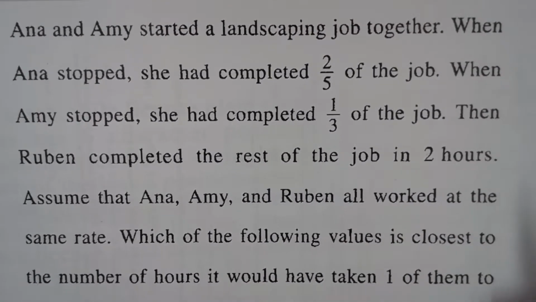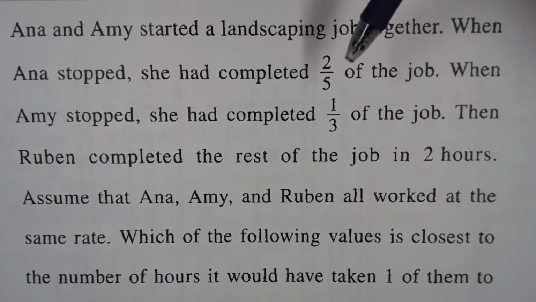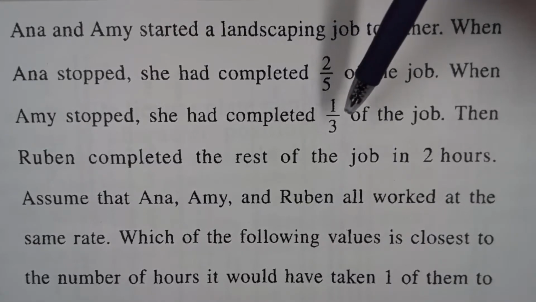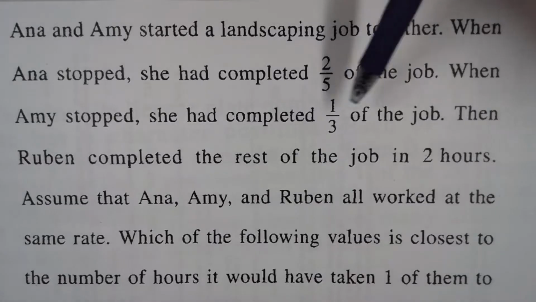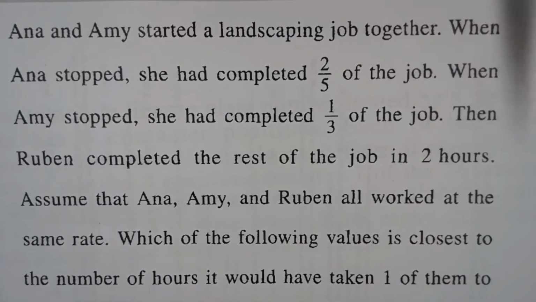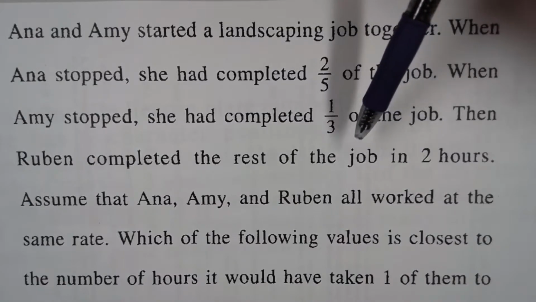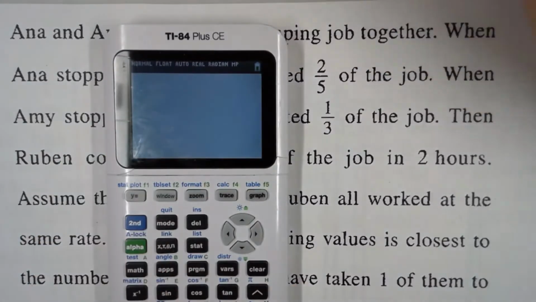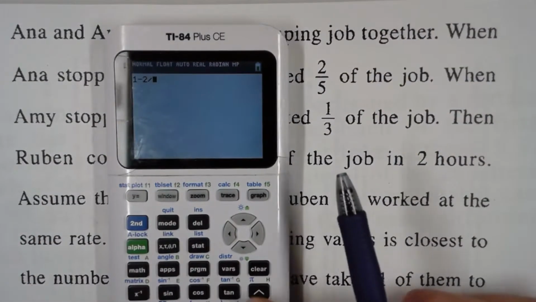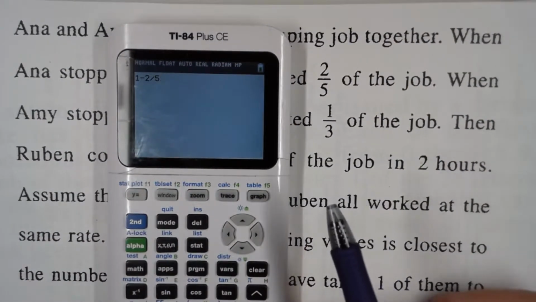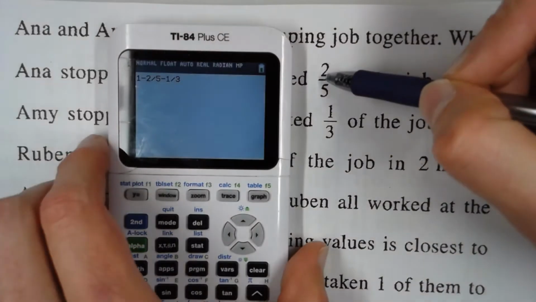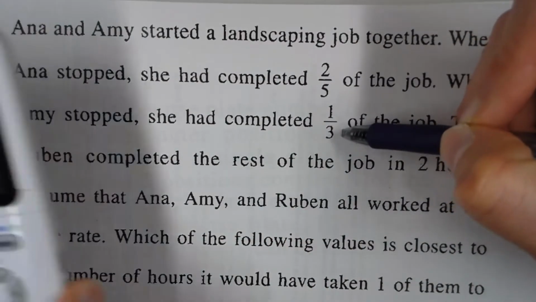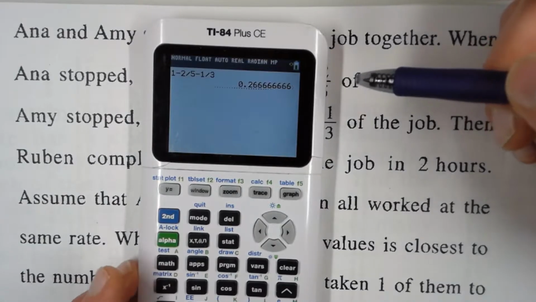Okay, so they don't tell us how long this job takes. All they tell us is that Anna completed 2/5 of it, Amy completed 1/3 of it, and then Reuben finished the rest in 2 hours. So, let's figure out how much of the job Reuben had to do. So, we take 1 and subtract 2/5, and then we subtract 1/3, because that's how much Anna did and how much Amy did. So we subtract their portions.